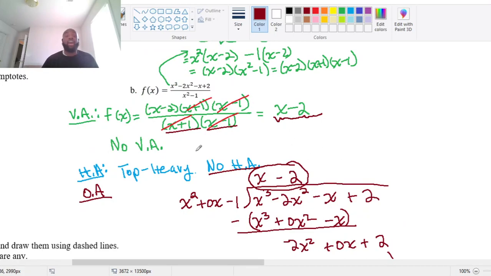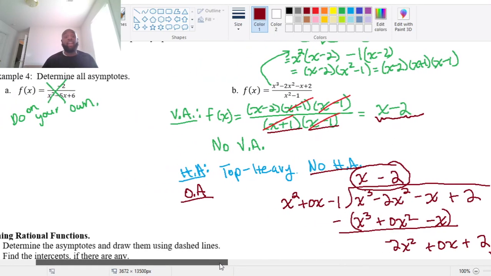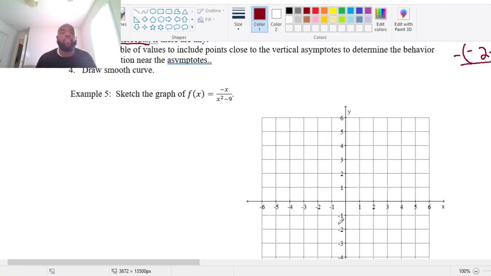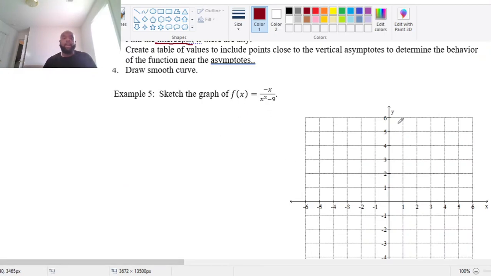And so now that we know how to find all of our asymptotes, we can use that information, as well as information about our intercepts, to help us graph these rational functions. Now, when we graph rational functions, I'm going to take an extra step and do a table of values. When we were talking about polynomial functions, we didn't take this extra step, but I'm definitely going to do it in this example. Let's sketch the graph of f of x equals negative x all over x squared minus 9.